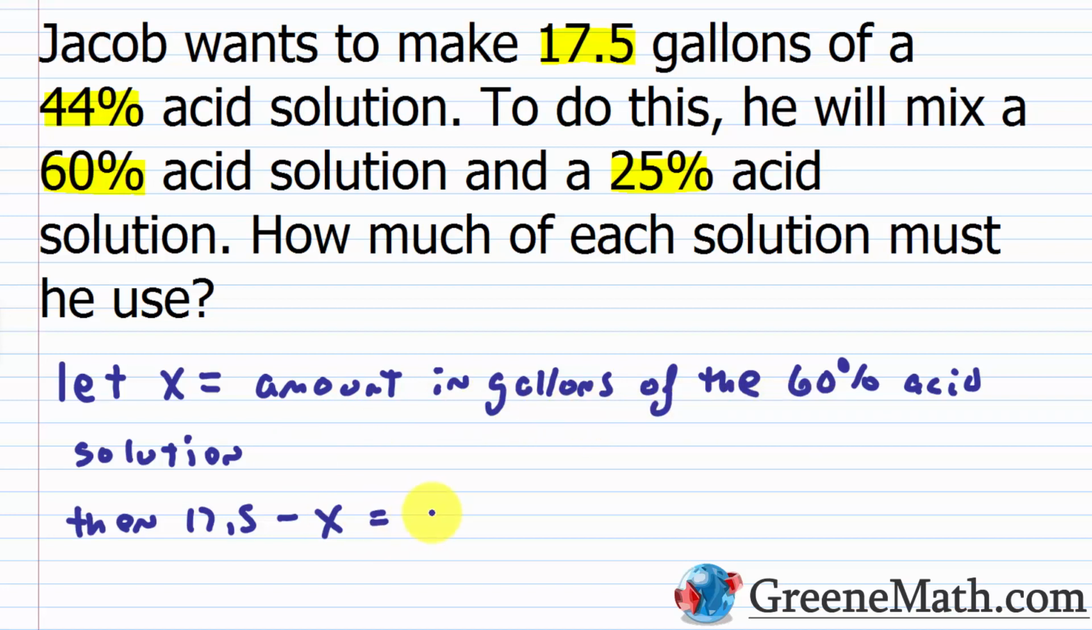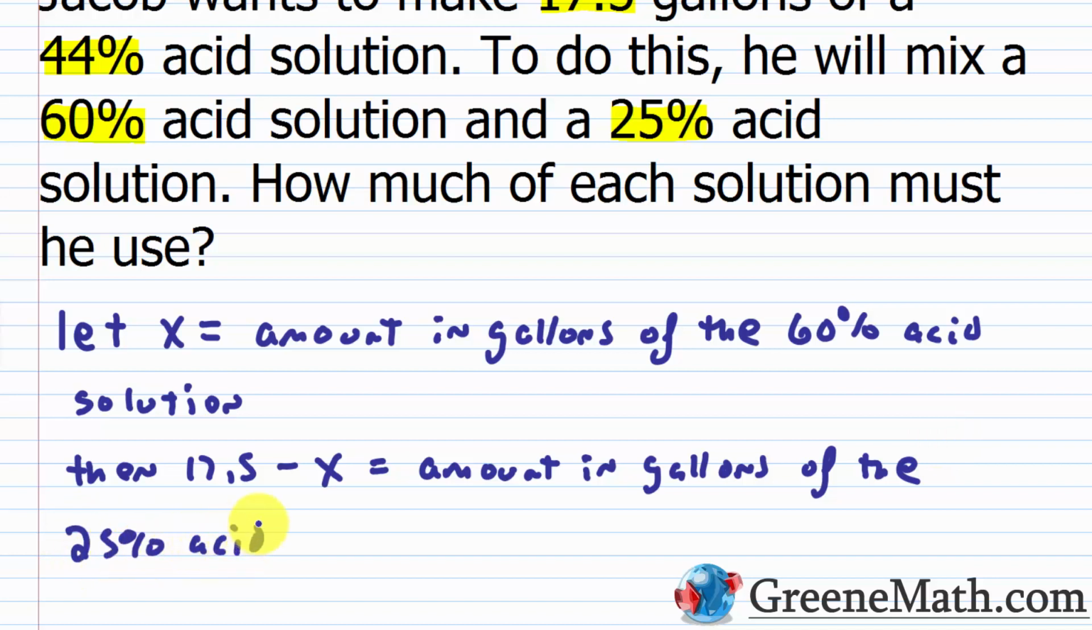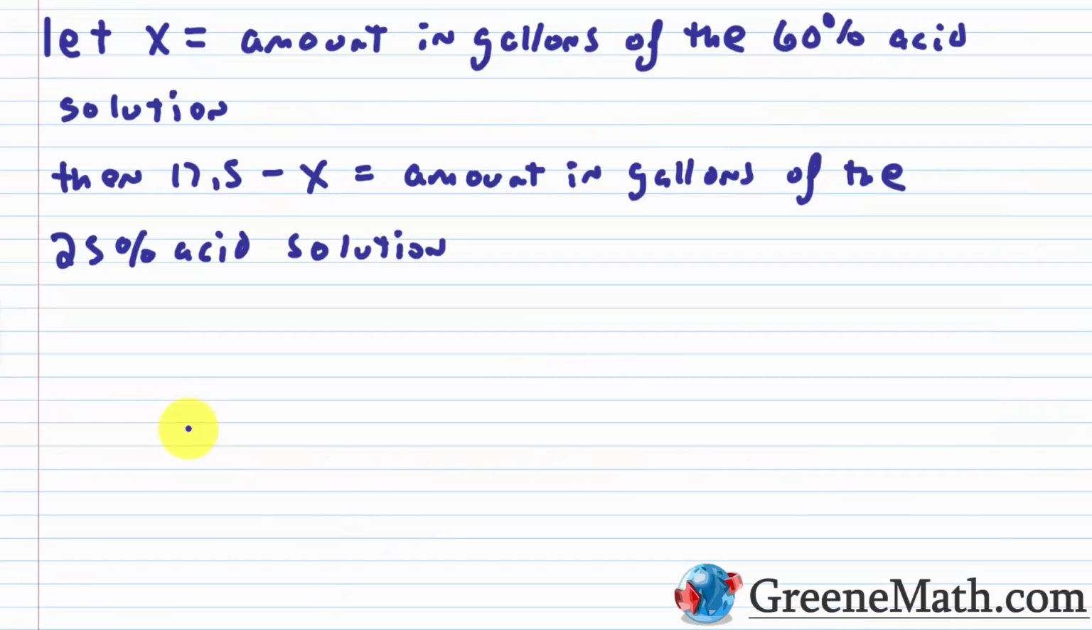This is going to be equal to the amount in gallons of the 25% acid solution. Let me just drag this to another page so it's nice and clean. So let's go down to a little table real quick and set this up.